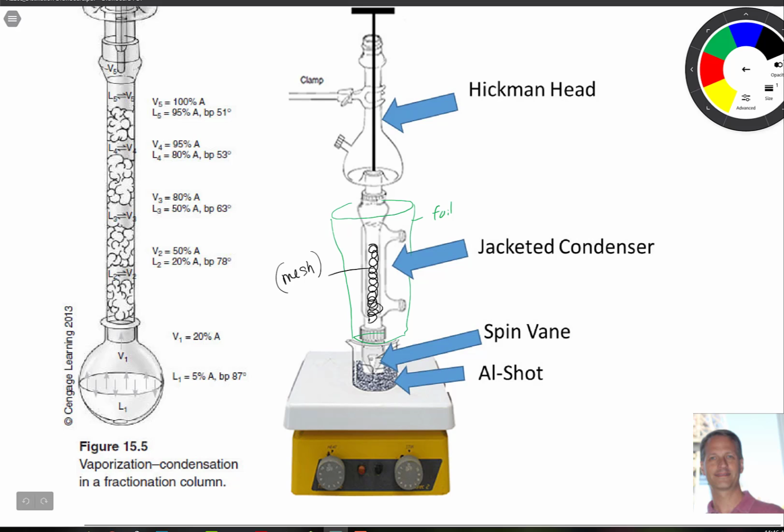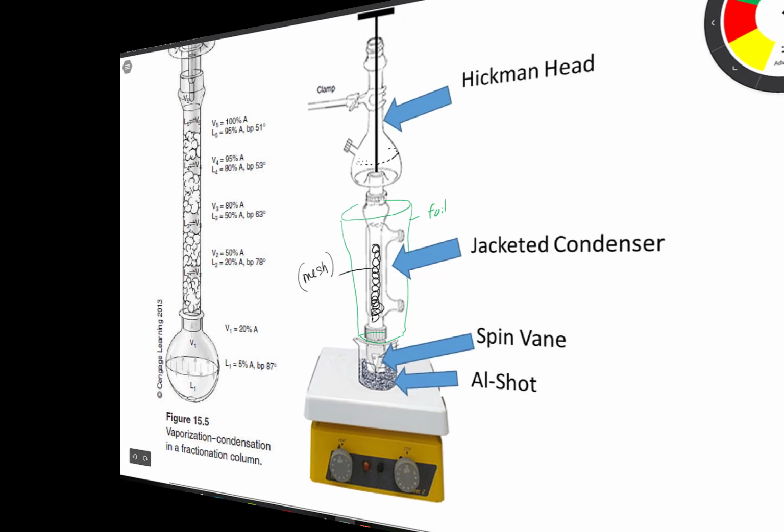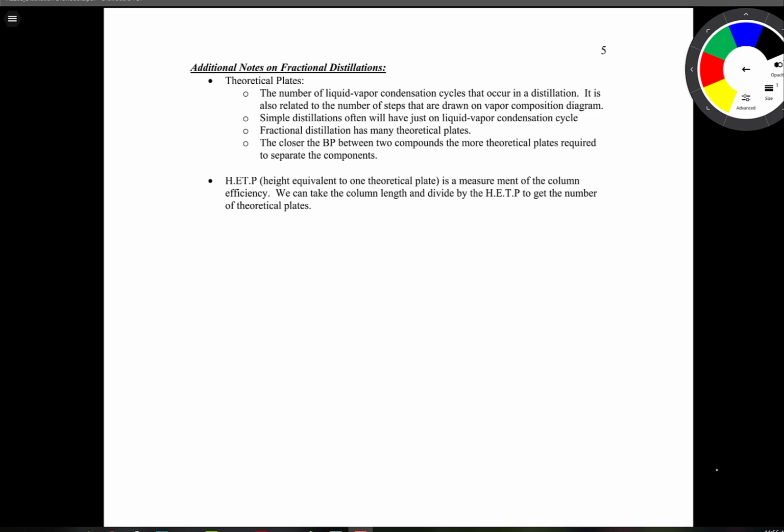But the same thing happens here. You have many liquid vapor condensation cycles. So fractional distillation takes longer because that vapor has to make its way all the way up to the top before it starts condensing on your glass here. A couple other points about fractional distillation that I want to point out to you here. The number of liquid vapor condensation cycles, those are the steps, if you remember, that occur in a distillation. Let's talk about that. It's related to those horizontal lines.